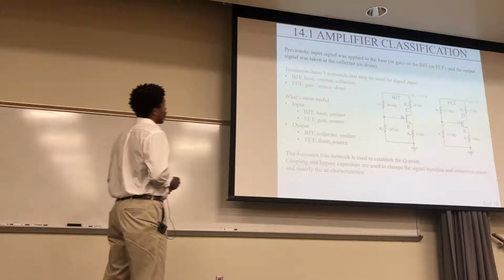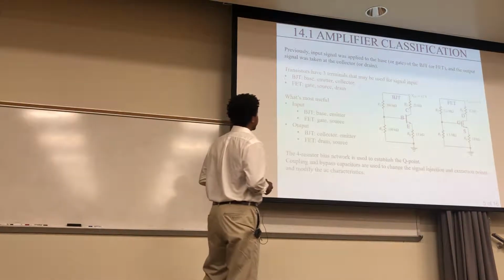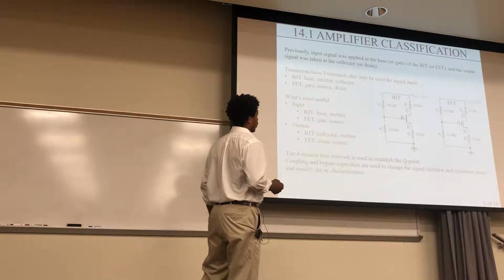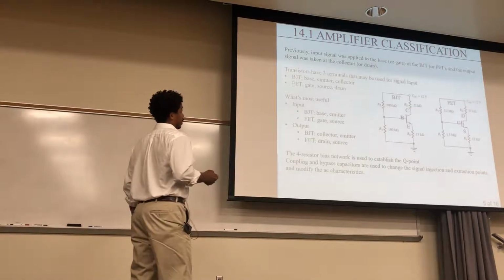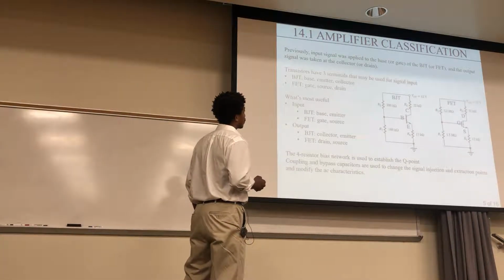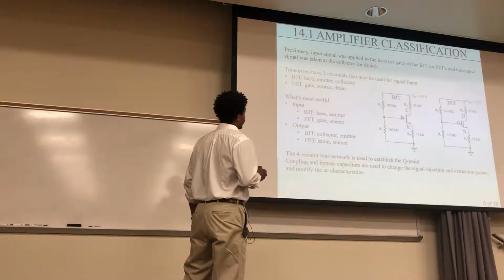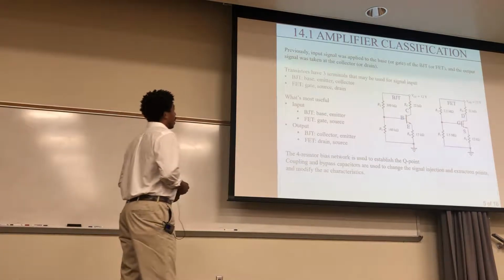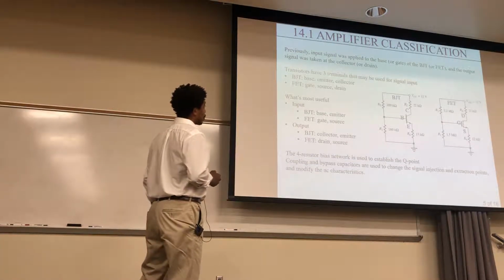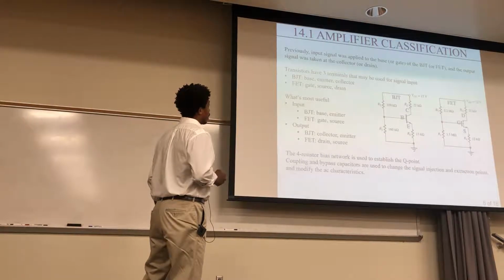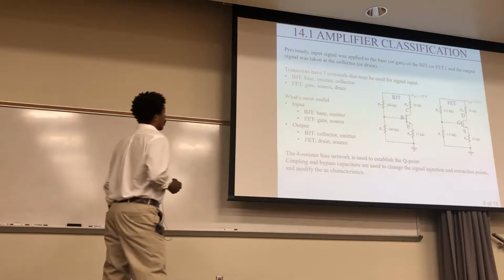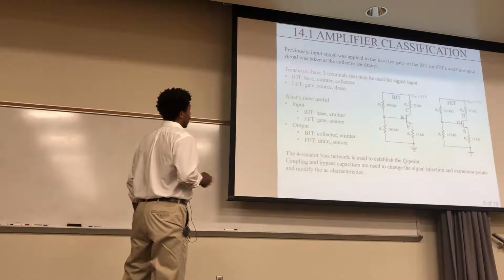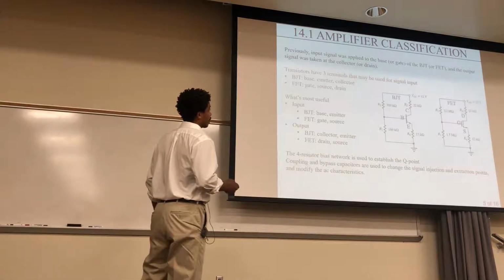For amplifier classification, remember previously we had the input signal only applied at the base or the gate for the BJT and the FETs, those types of transistors. And the output was taken at the collector or drain. But these transistors have 3 terminals, and those may be used for the input. For the BJTs you have the base, emitter, collector, and for the FETs, you have the gate, source, and drain.